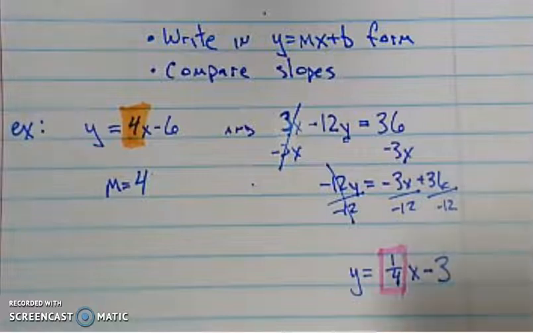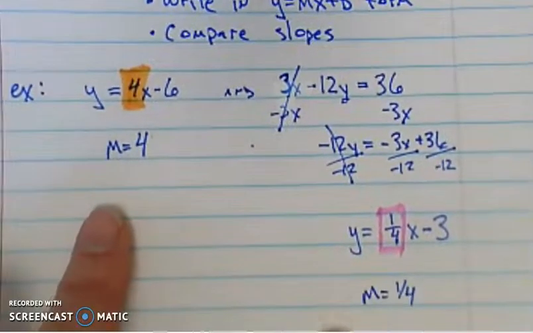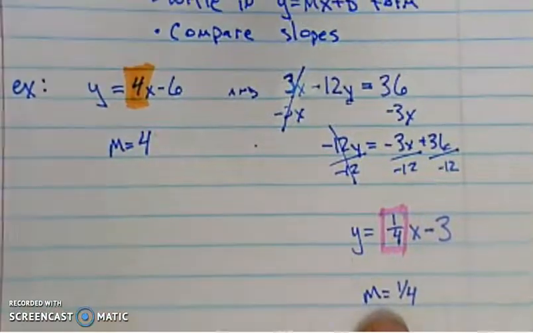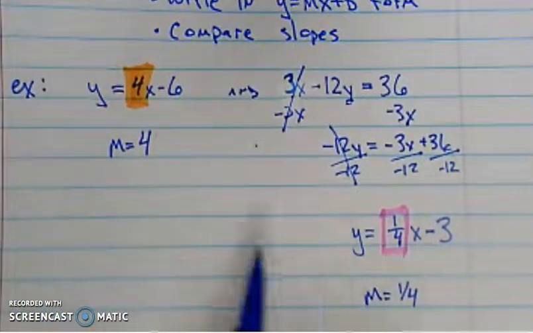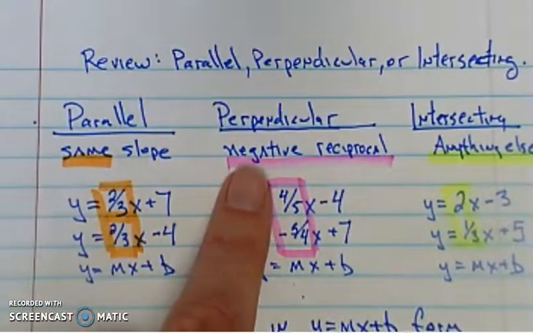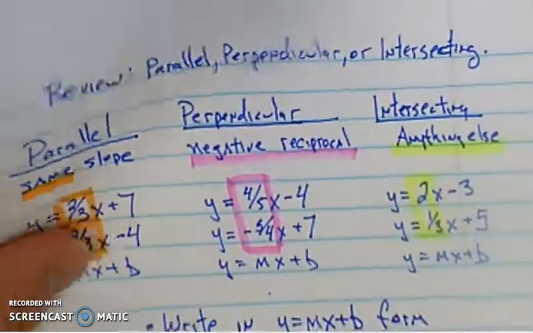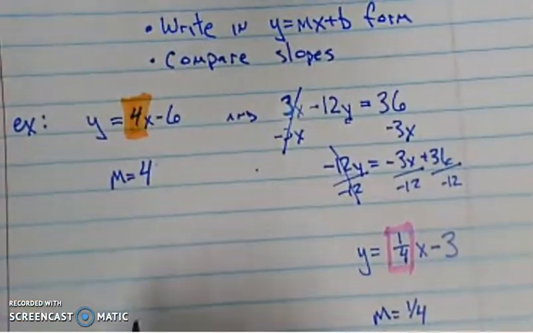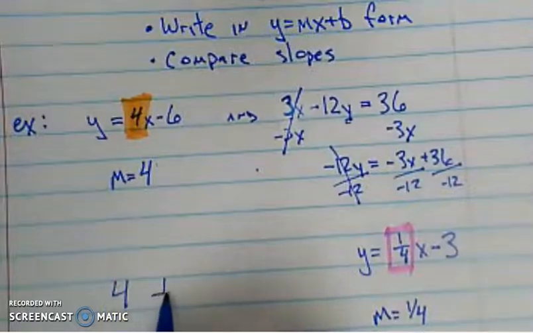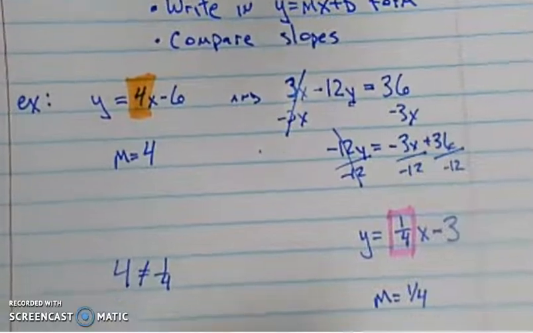Now I'm in y equals mx plus b form, so I can compare these. Here's my slope of 1/4. As I compare these two slopes, 1/4 and 4, I think to myself, are they parallel, perpendicular, or neither? Remember, parallel would be the same, perpendicular would be a negative reciprocal, and intersecting would be anything else. So as I look at these, they're clearly not the same. 4 and 1/4 are not equal.